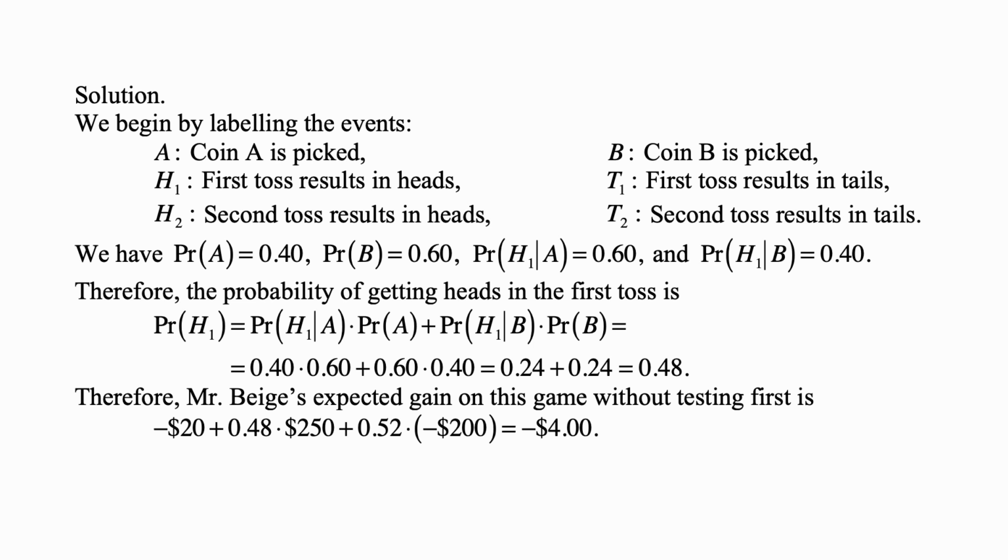Therefore, the probability of getting heads in the first toss is probability of H1 given A times probability of A plus probability of H1 given B times probability of B, and plugging in the values given, this is 0.48. Therefore, Mr. Beige's expected gain on this game without testing first is -20, what he pays for it, plus 0.48 times 250, plus 0.52 times -200, which he has to pay if he loses, and that is -$4.